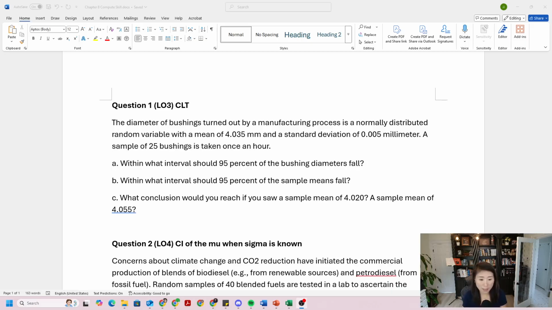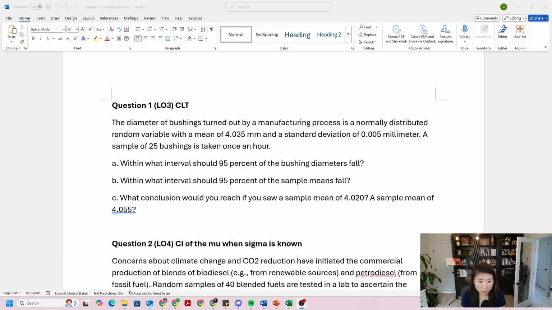Okay, as you read these questions, question A and B might cause you some confusion because both of them ask for intervals. It sounds like they are both asking for the bushing diameters interval. But what are the differences? Before you work on the problem, you need to know the difference. Otherwise, you're going to get the wrong answer, right?